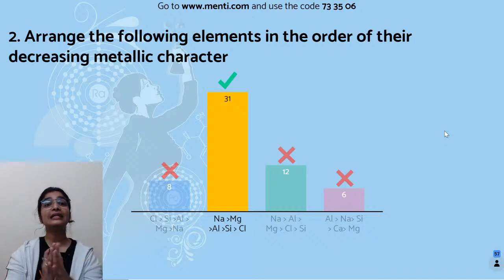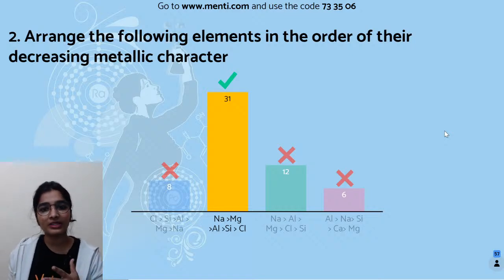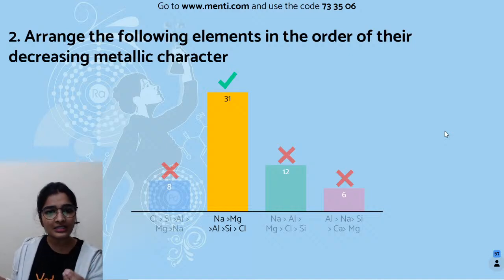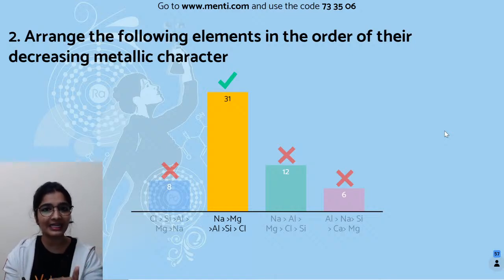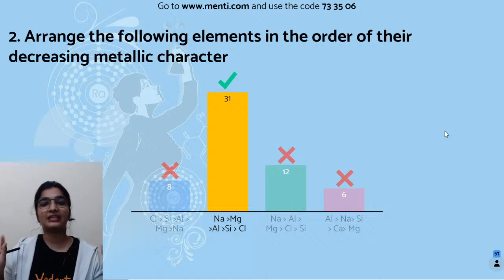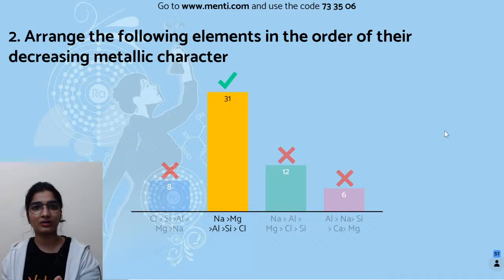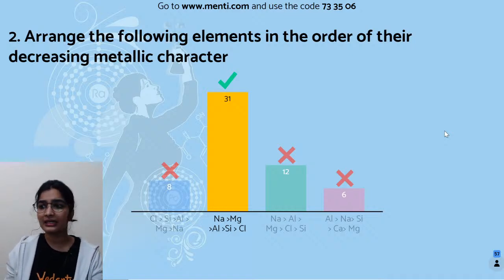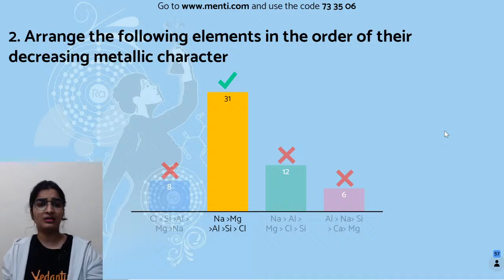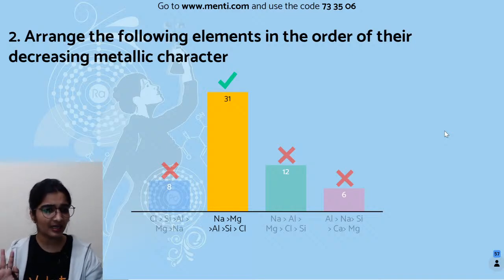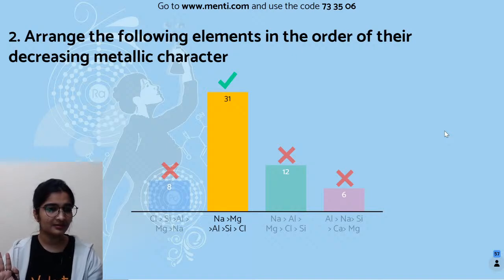Okay. See, decreasing metallic character. So obviously, if you look at the first and second element only, you should get the answer, right? Sodium, magnesium, aluminium, silicon, chlorine. Obviously sodium is most metallic and chlorine is a non-metal. It should have the least metallic character, right? Henna? Right? Got it?